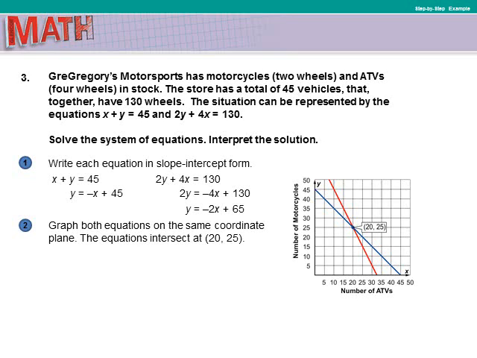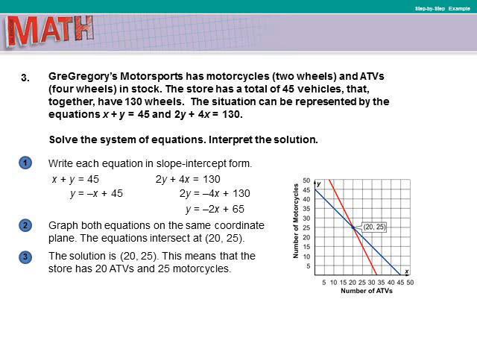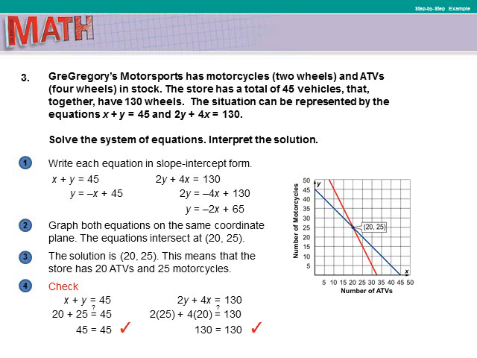Now I'm going to graph the two equations and check their intersection point. We're going to get the ordered pair 20 and 25. So I have 20 for x and 25 for y, which is 20 ATVs and 25 motorcycles, and that's it. Now our example is over. We can check the answer if we want, just to make sure that it works. Easy, right? So good luck, guys.